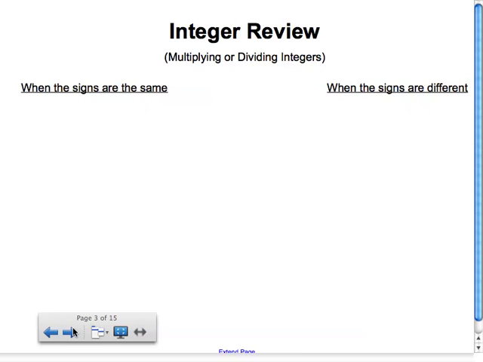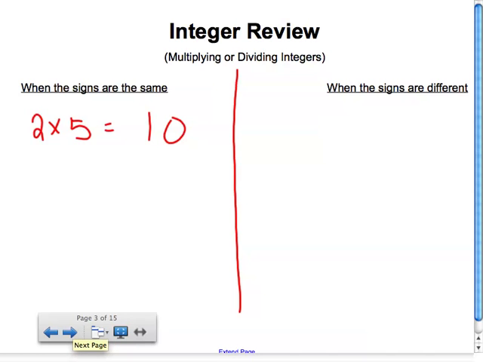Now, when the signs are the same, multiplying and dividing is so much easier. You're going to love it so much more, okay? When the signs are the same with multiplying, for instance, 2 times 5, we get a positive 10. So the sign's the same, it's positive, always. Okay, so that goes with negative 2 times negative 5. You'll end up with a positive 10.